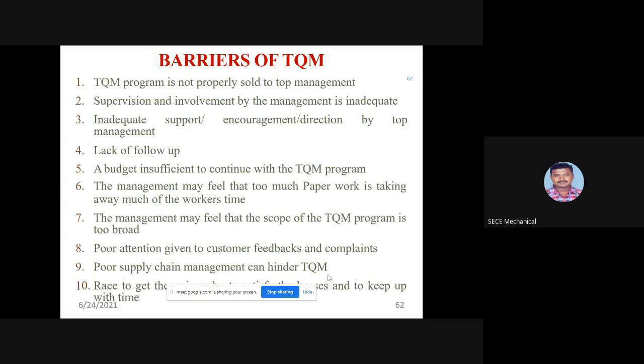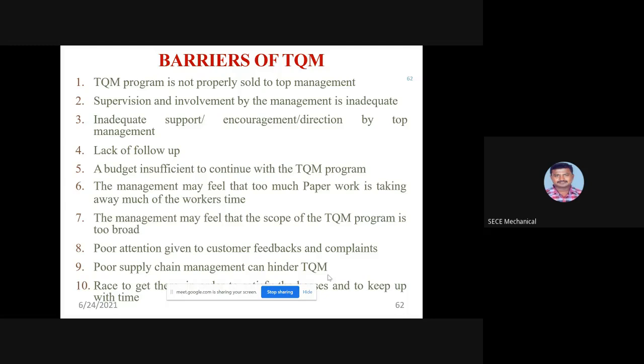They need to conduct a weekly meeting, a monthly review, a weekly review, and they will get all the data from the workers. Next is budget is insufficient to continue with the TQM program. Yeah, budget is insufficient to continue with the TQM program. So this is also another barrier.